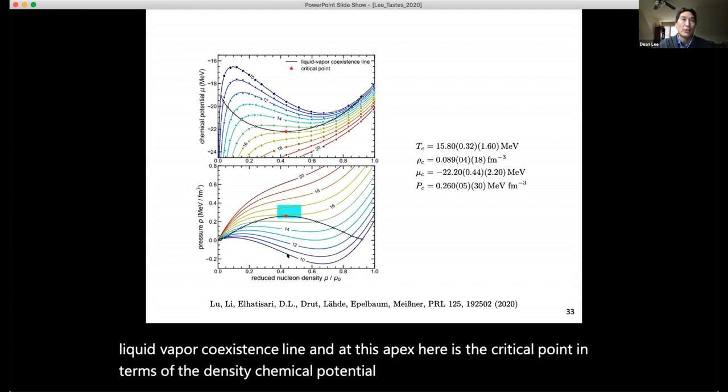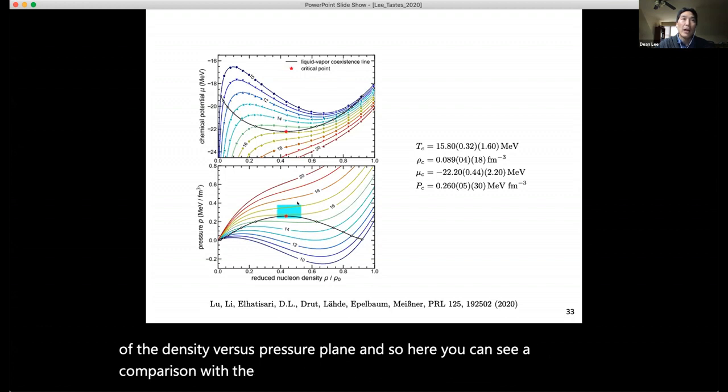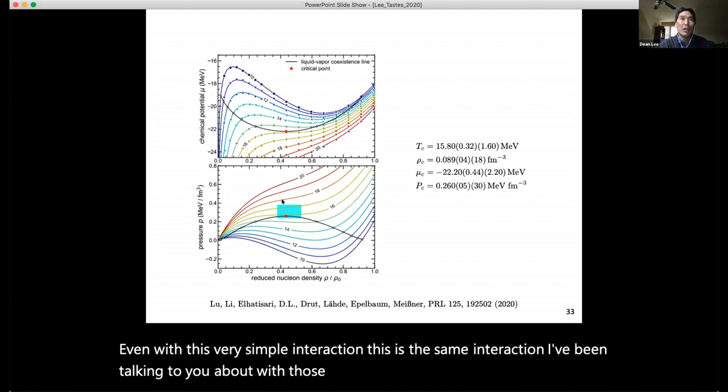You can also see it in terms of the density versus pressure plane. And so here you can see a comparison with the empirical result from heavy ion collisions. And you can see, even with this very simple interaction, this is the same interaction I've been talking to you about with those 4 very simple parameters, you would get quite good agreement with the empirical data.